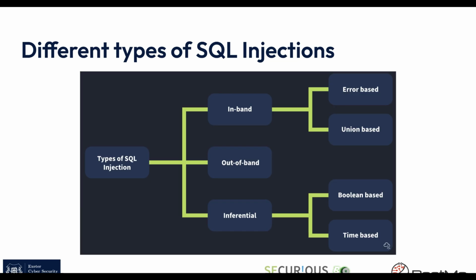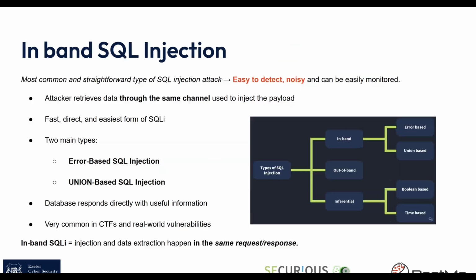So as you can see, there are two big families: the in-band and the inferential. The out-of-band doesn't have anything branching out because it's a smaller family in itself than the in-band and the inferentials. Today I'm going to talk a bit about the in-band, so the error-based and the union-based, and only about the time-based, because the time-based is just an extension of the Boolean-based. Quickly on that, stop me if I'm too fast or if I'm not clear at all.